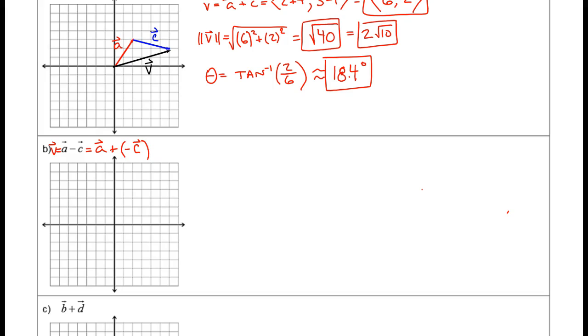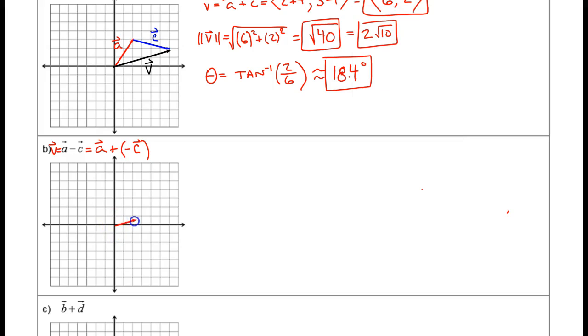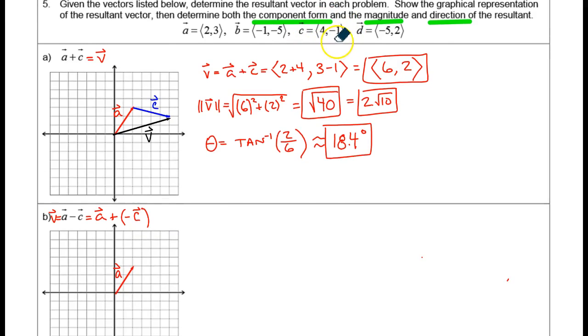Now we already had vector A drawn in our previous problem, so let's go ahead and add that back to our new picture. Vector A had a horizontal component of 2 and a vertical component of 3. And vector C, let's go back up and take a look at this. Vector C had a horizontal component of 4 and a vertical component of -1. So if I'm going to add the opposite of that, it means I have to have a horizontal component of -4, 1, 2, 3, 4, and then a vertical component of +1. So it's going to look like that.